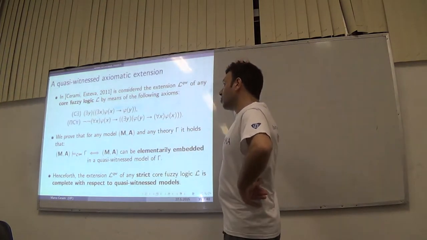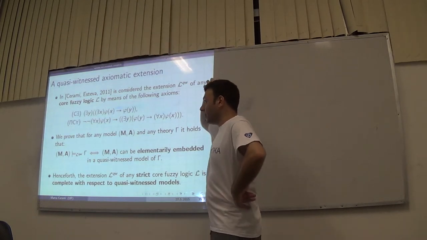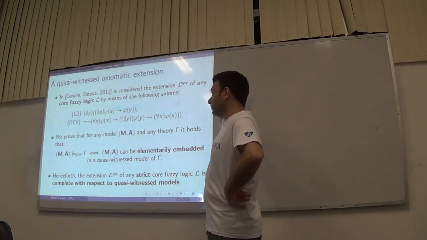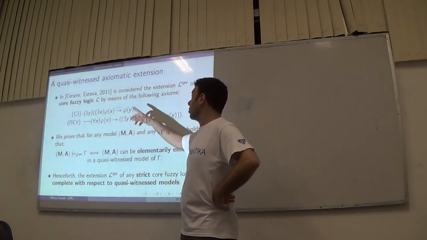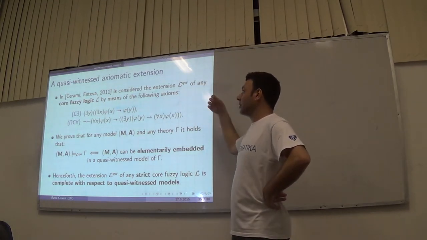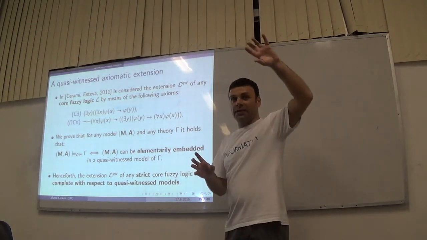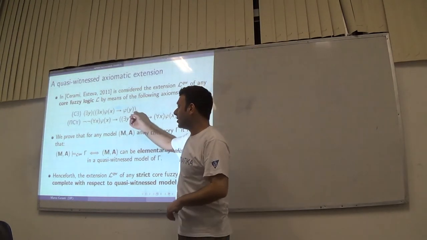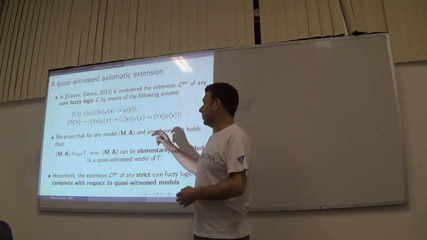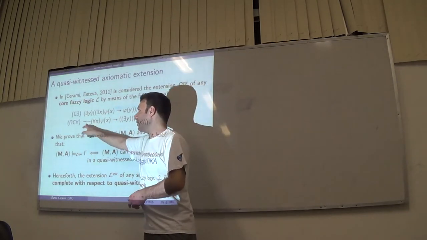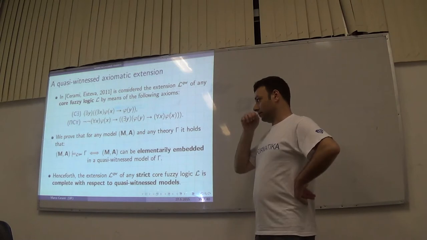Later on, before 2011 but published in 2011, we made a proof with Esteva, similar to the one of Hájek, but this time with respect to strict core fuzzy logic. We considered strict core fuzzy logics, which are all the extensions of strict monoidal t-norm logic, and considered these two axioms. This is the same as the existential one as before, and the other is the universal one, but implicated by the double negation of the universal quantification.